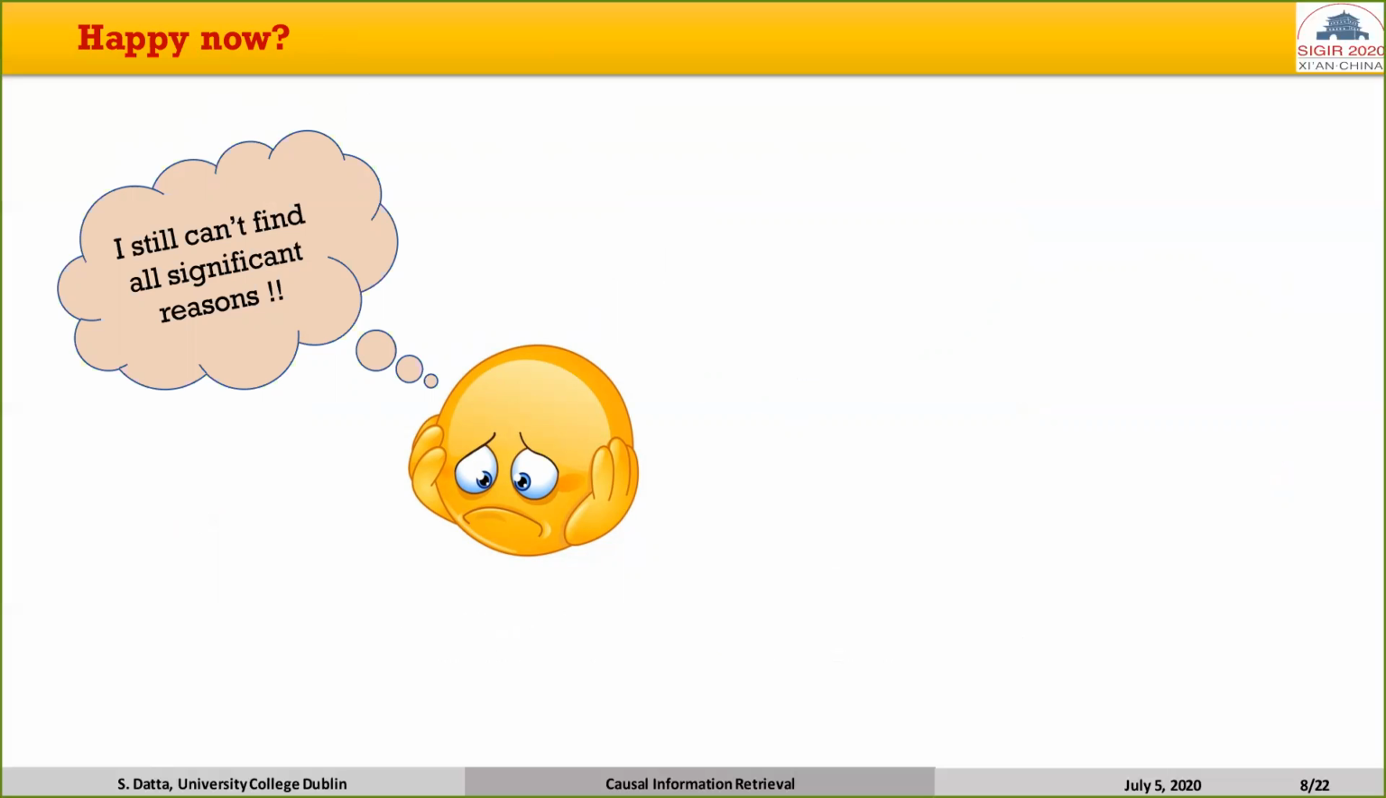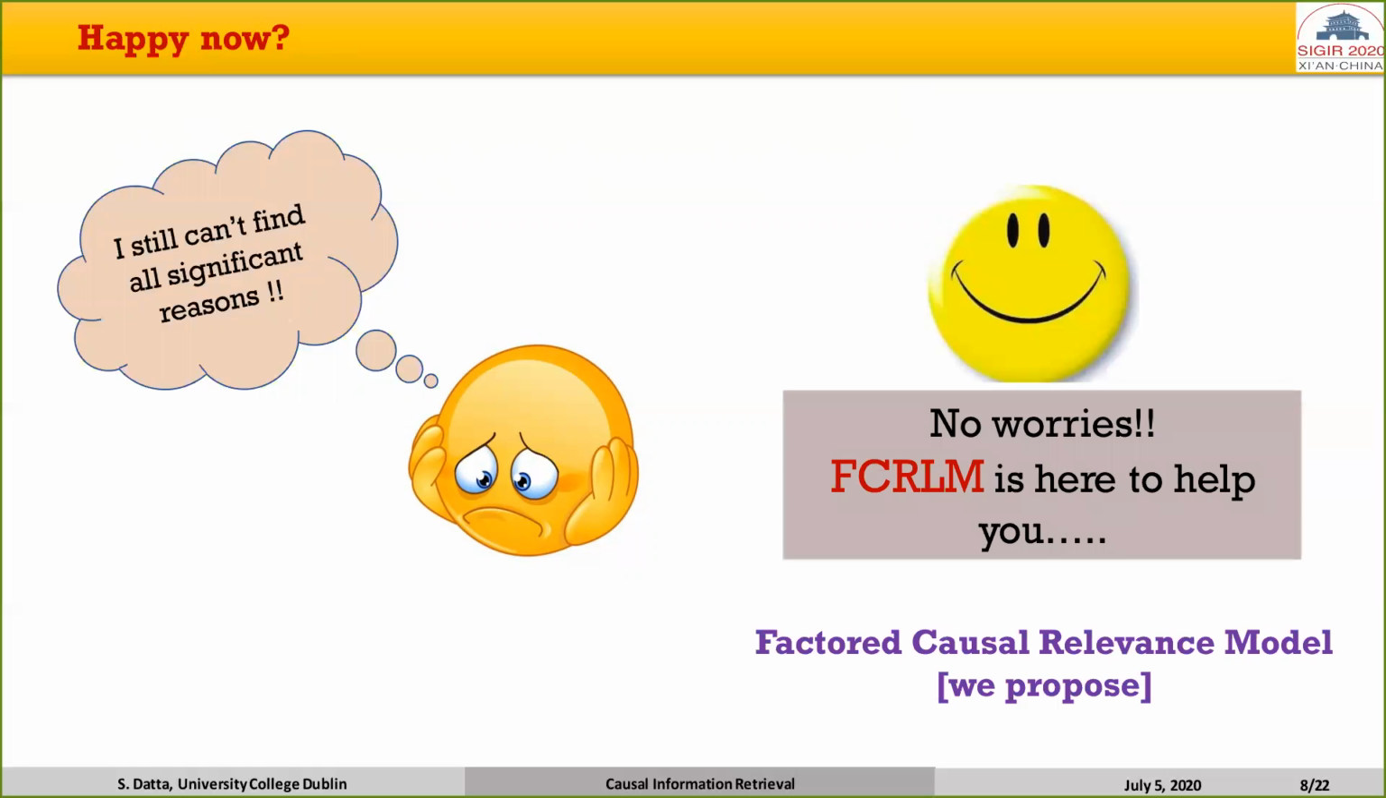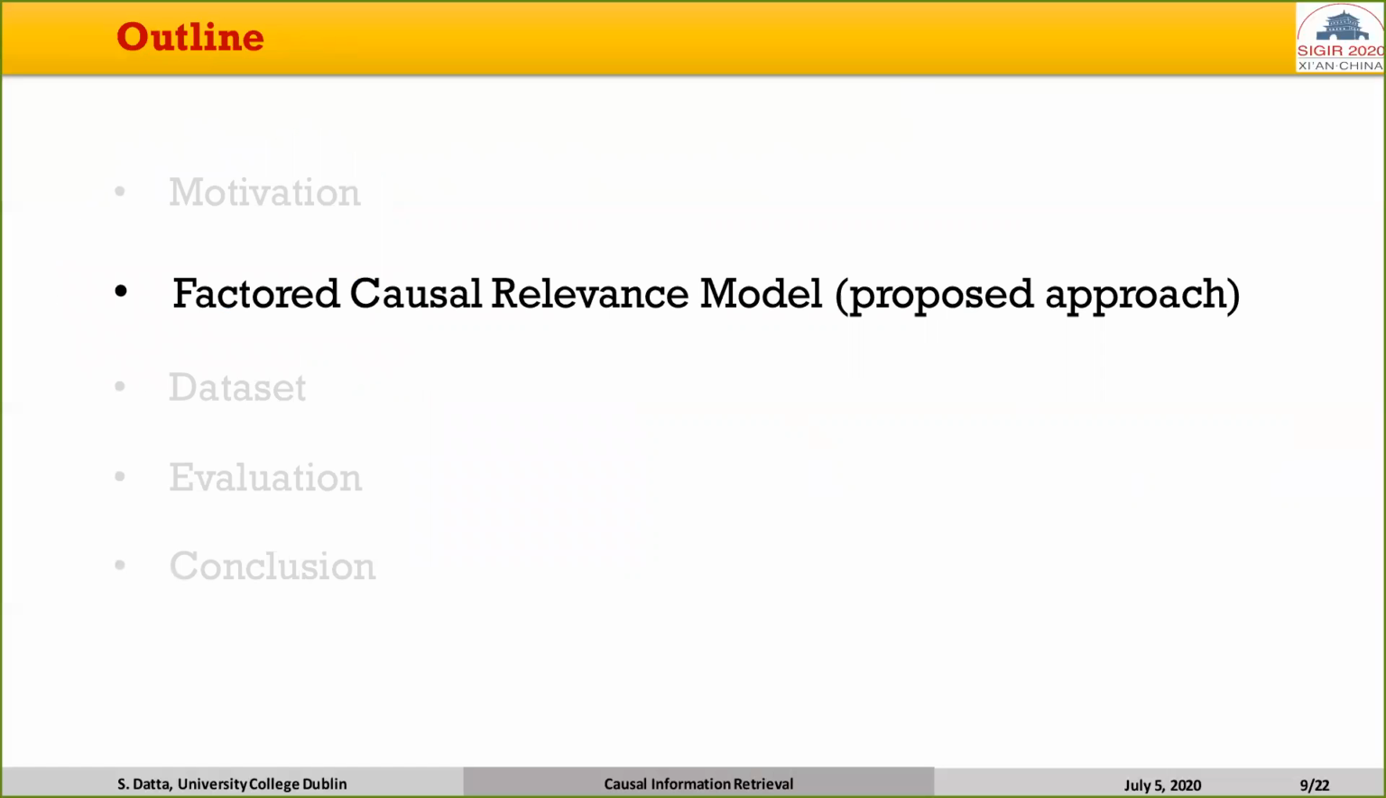So I'm sure most of us are thinking, what if we had a system capable of finding out a series of events that might have triggered the query event? Thus we propose such a system named Factored Causal Relevance Model, also abbreviated as FCRLM. So let's get introduced to the Factored Causal Relevance Model and how it works.